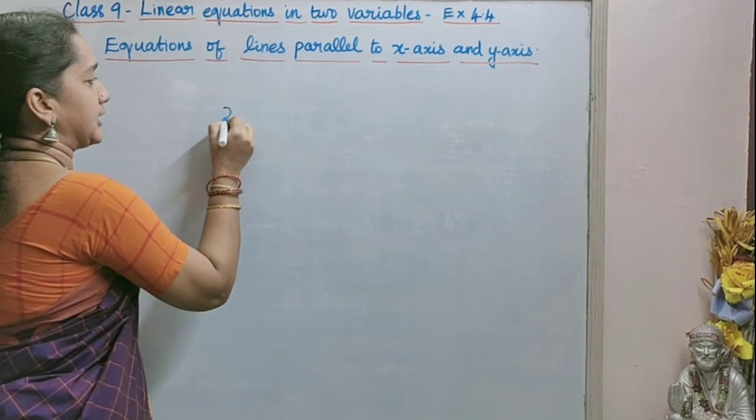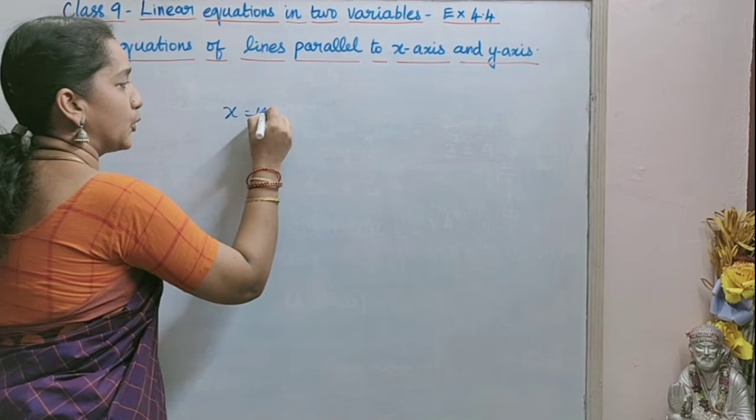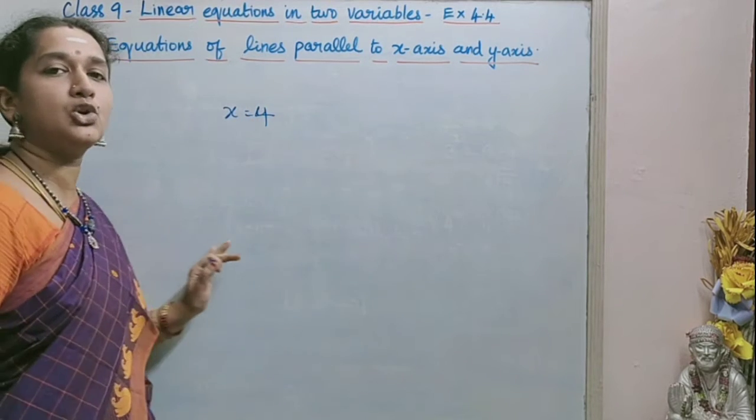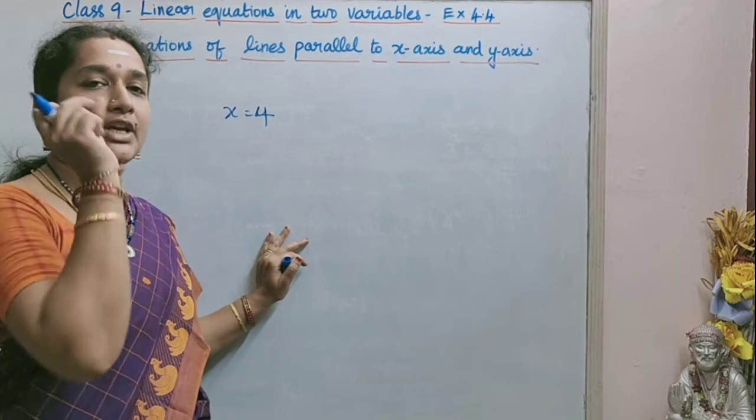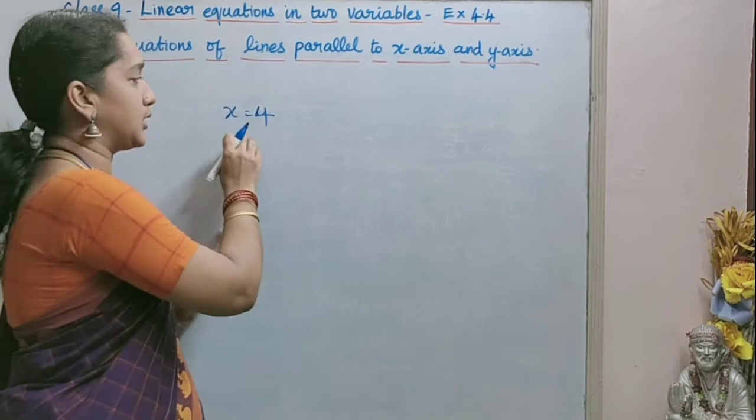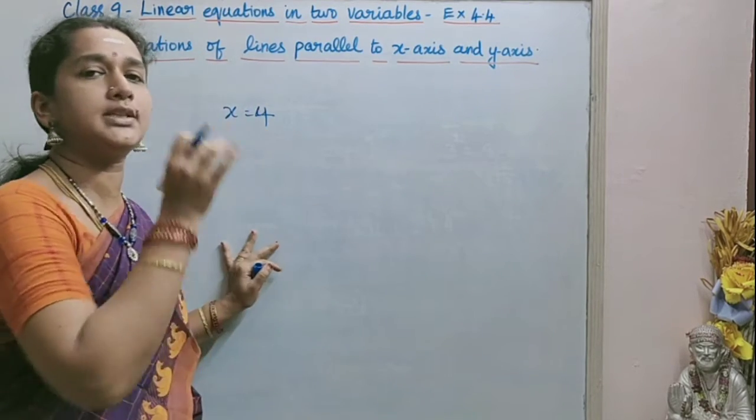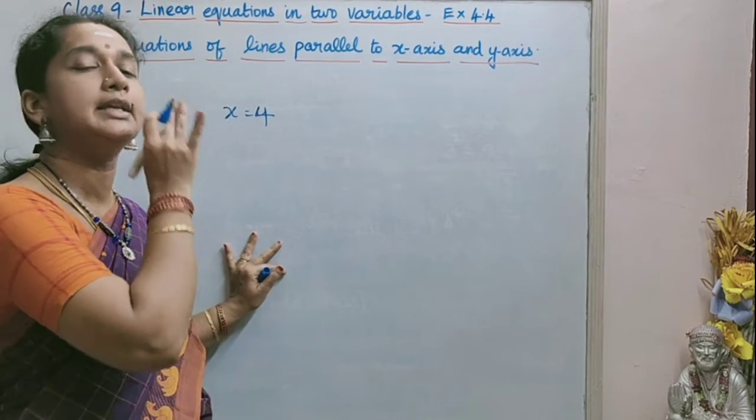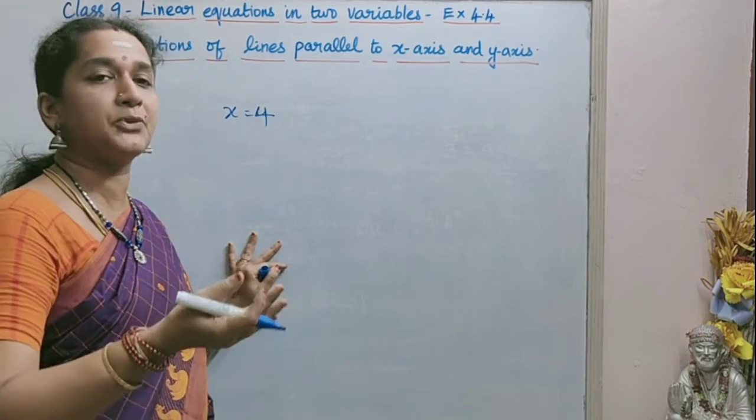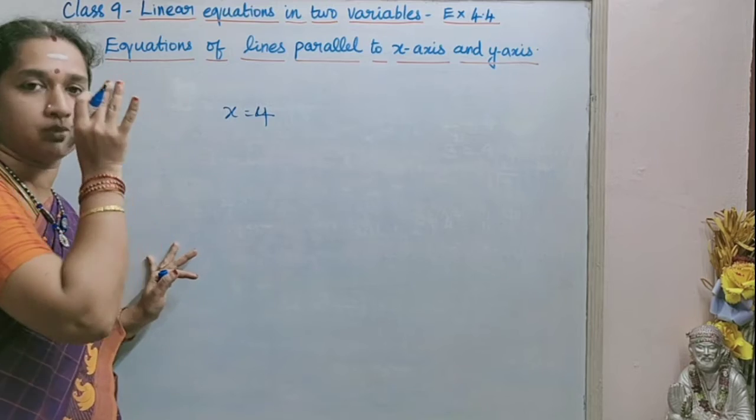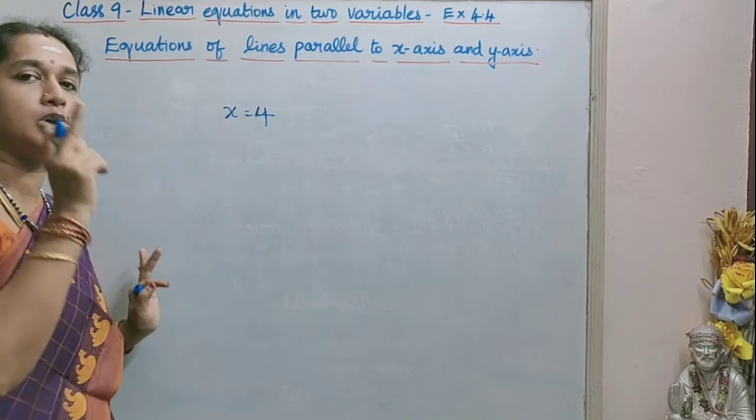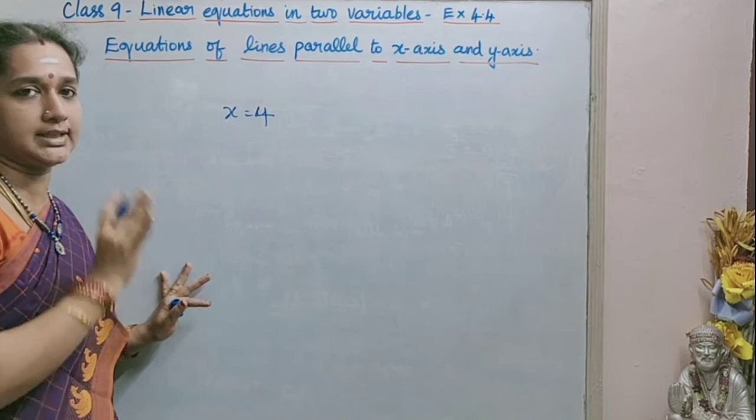If we take x is equal to 4, we are having a unique solution for this x. That is, 4 is the solution for this. The meaning for this is x is equal to 4, only one solution here for this x, that is 4.